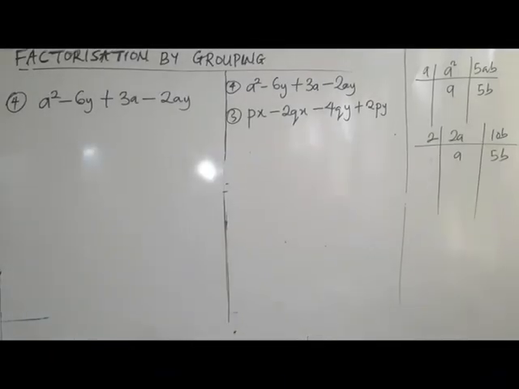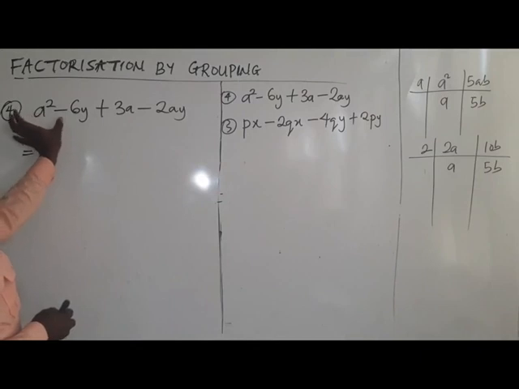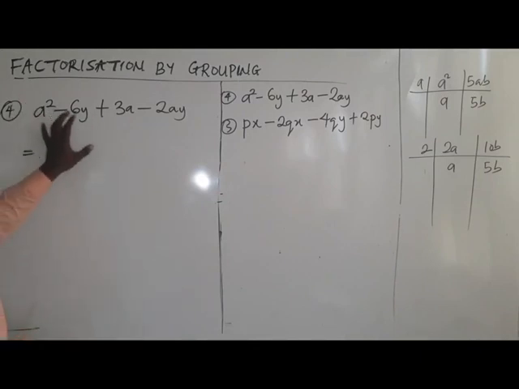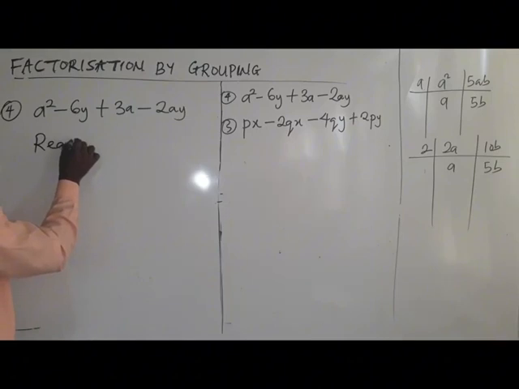Question number 4. So we have to group as well. But before we group, we look at it. If you look at a squared and minus 6y, nothing is common to this and this. If you group it, you just wasted our time. But here there's something that is common to this and this. So what are we going to do next? It's very simple. We are going to rearrange.